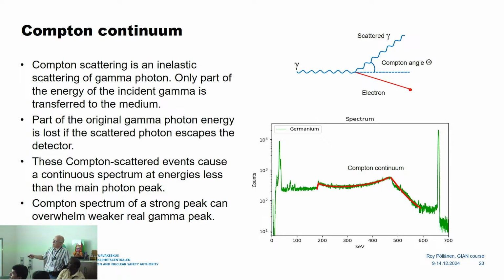And these Compton scattered events cause a continuous spectrum at energies less than the main photon peak. This is the full energy peak. The point here is that when there is the Compton phenomenon, it can overwhelm weaker real gamma peaks, which might be present here, but we cannot identify small peaks.